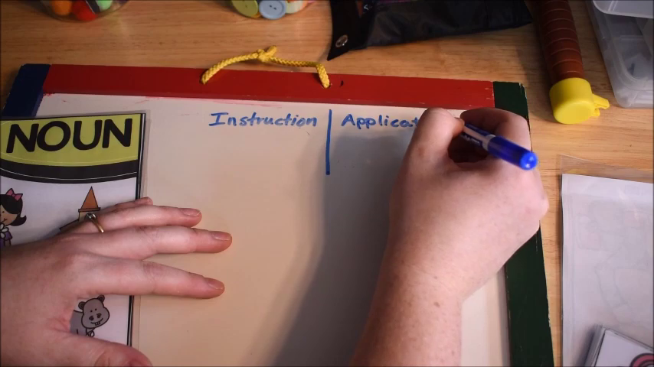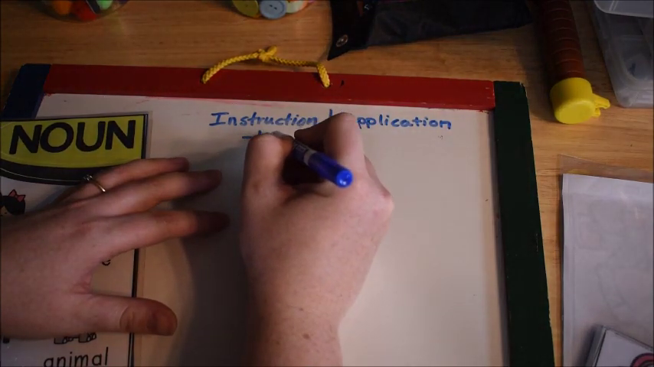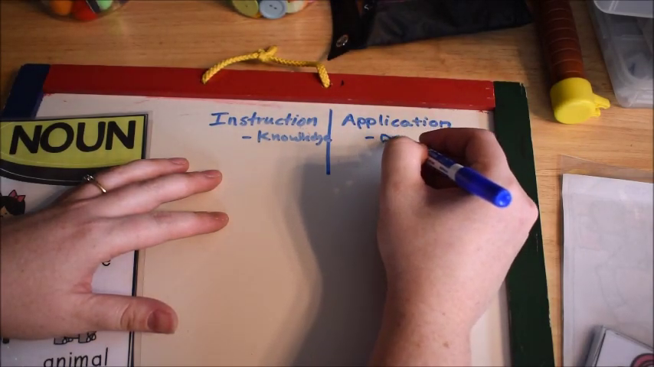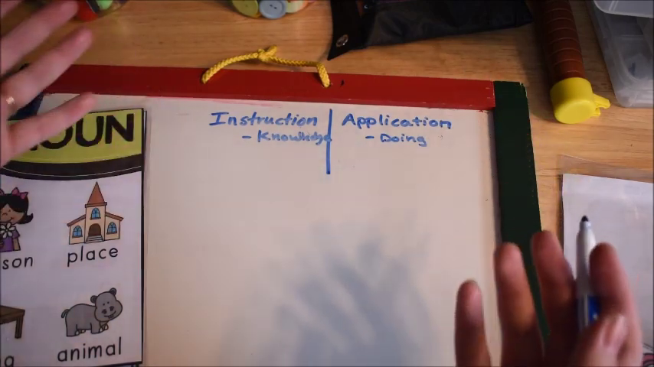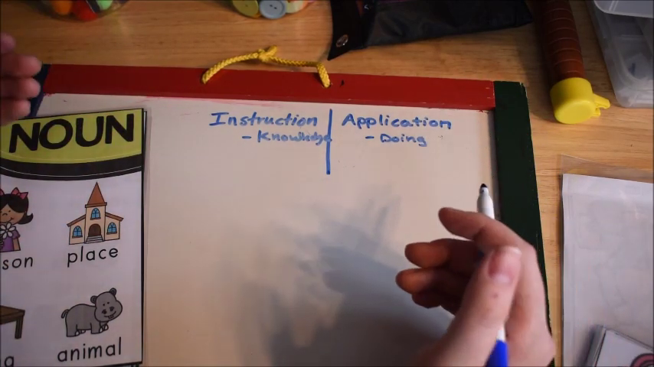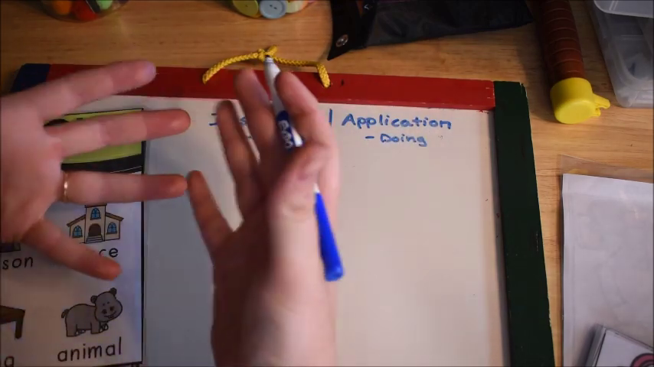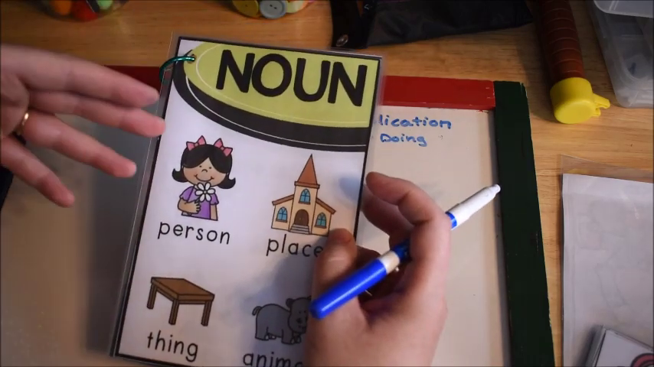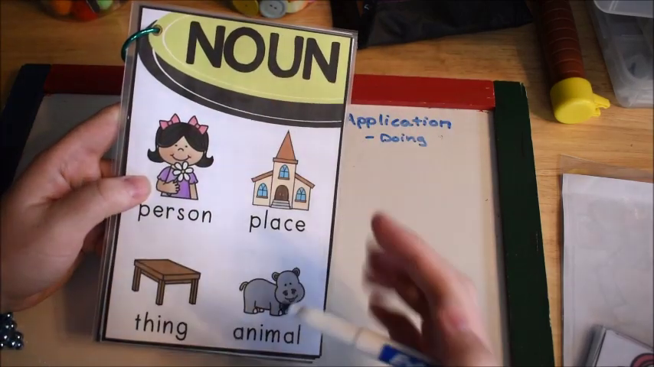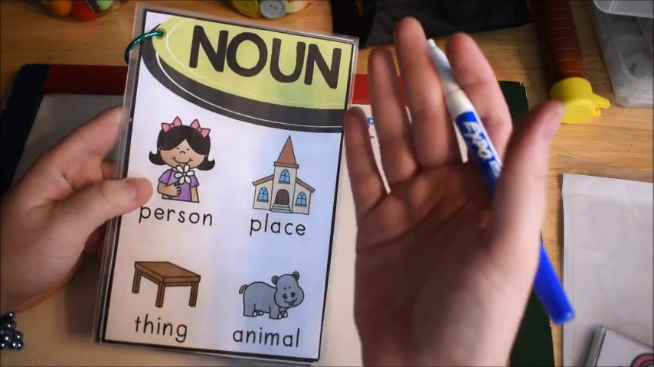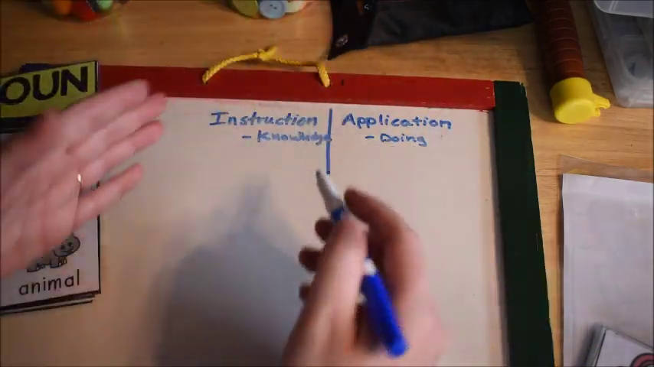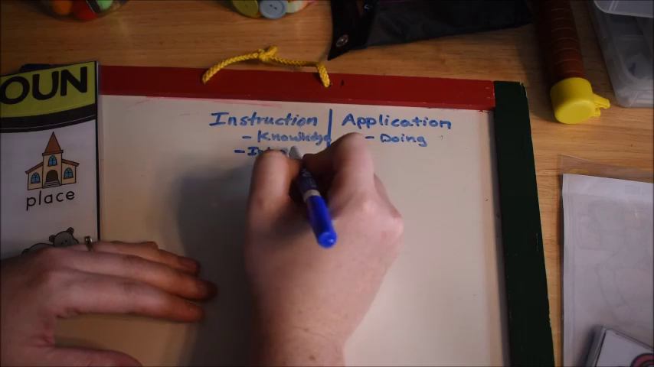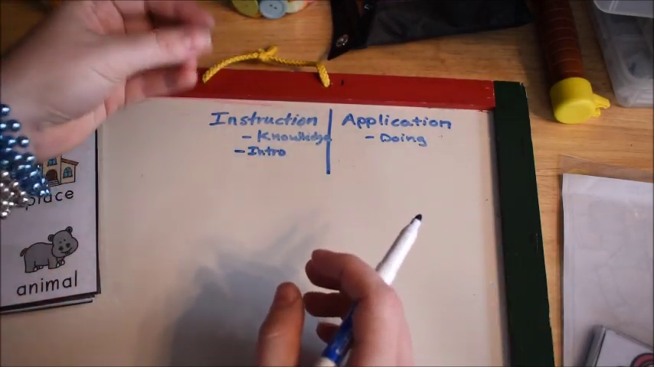All right, so when we think about instruction, we're thinking about knowledge. And when we're thinking about application, we're thinking about doing, applying, right? That comes from the word application, to apply. So the first thing I do is I'm going to instruct them on what the subject is. So for our purposes, we are instructing them on parts of speech, right? So we're going to take one day and we're going to instruct them or first introduce them to what a noun is. And so another thing I'm going to put under instruction besides knowledge is I'm going to put introduce. Okay, intro. We're going to introduce them to the subject matter.